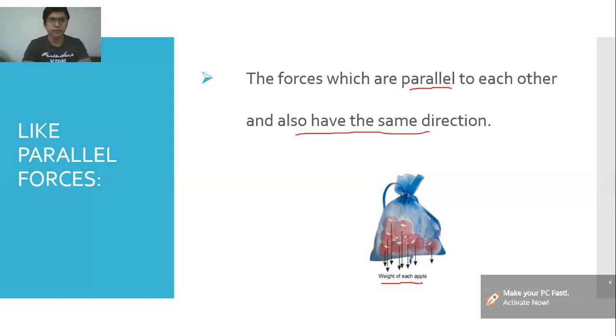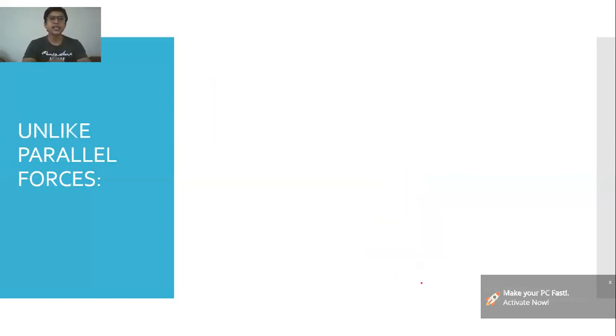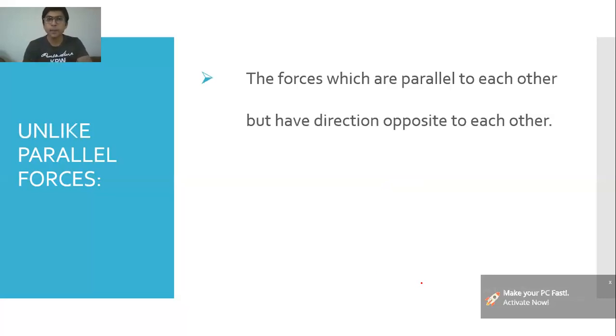Now, unlike parallel forces. As the name defines, it should be unlike but parallel. What does it mean? It means that the forces which are parallel to each other but have direction opposite to each other. Here you have to emphasize the word opposite. As it is parallel, the forces should be parallel, and unlike means that they should have opposite direction. So the definition is: the forces which are parallel to each other but have opposite direction are called unlike parallel forces.